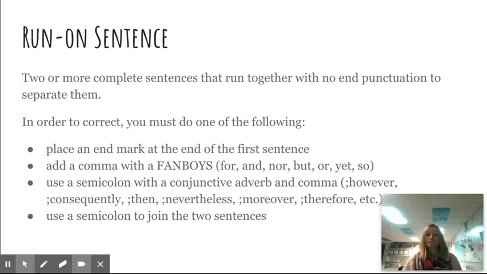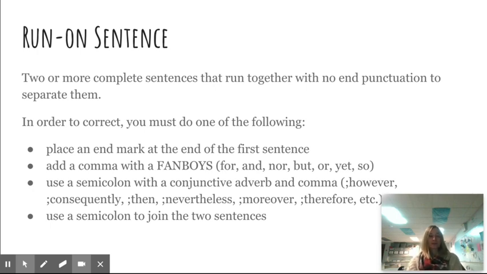Add a comma with a fanboys. So comma for, comma and, comma nor, comma but, or yeah, or so. Okay, those are fanboys. They're coordinating conjunctions. For, and, nor, but, or, yeah, so. Or you can use a semicolon with a conjunctive adverb and comma. So conjunctive adverbs are listed there. However, consequently, then, nevertheless, moreover, therefore. So use a semicolon and the comma.